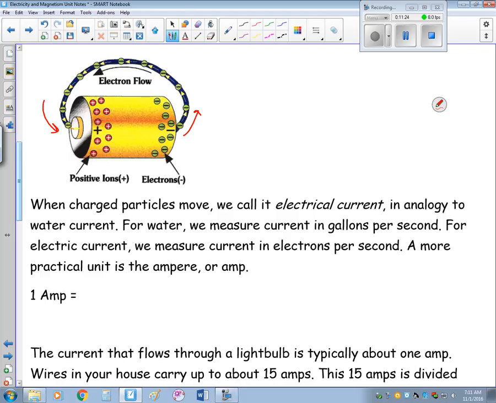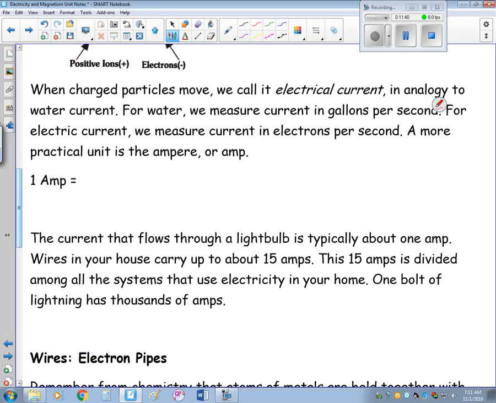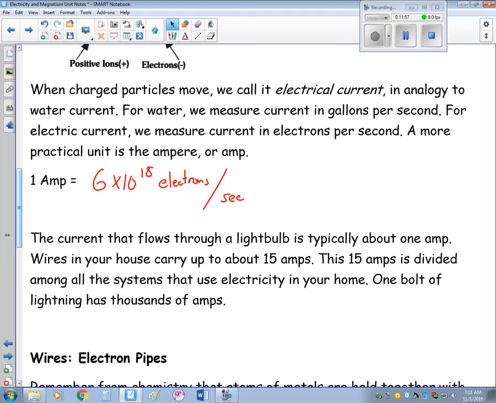And we use water current as an analogy. So for water, we can measure current in gallons per second. For electric current, we measure it in terms of electrons per second. So a practical unit then is something called the ampere, or the amp for short. And what an amp equals is 6 times 10 to the 18 electrons per second. So that's what an amp is.